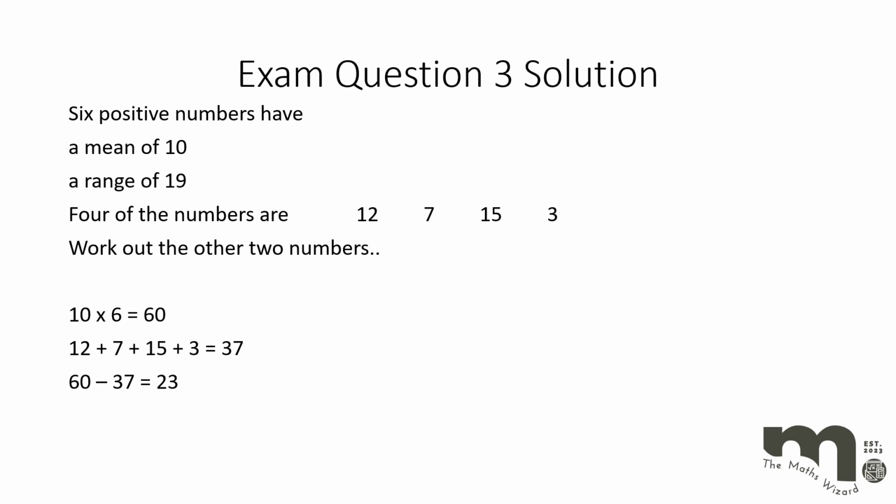Now there's quite a lot of whole numbers that add up to 23. There's quite a lot of combinations, but because we're being told the range is 19, the only 2 that are going to work are 21 and 2, okay? Because they've got a difference of 19 between them. And they will fit both before the 3, which is the current lowest number, and after the 15, which is the current highest number. So this is quite a tricky one, but hopefully you managed to figure it out.